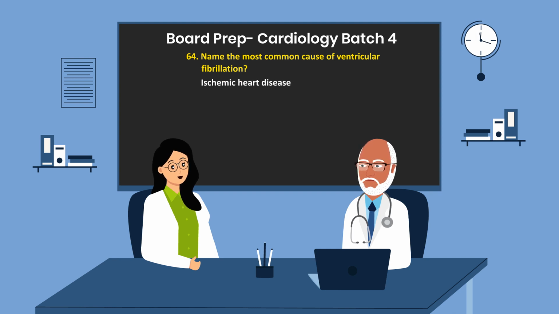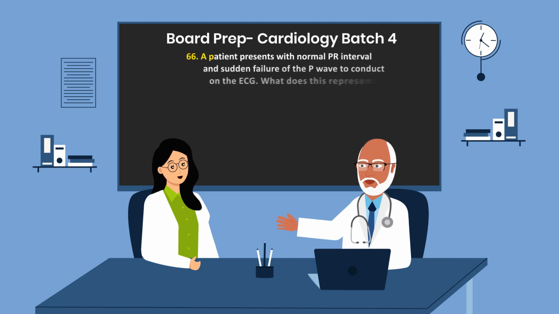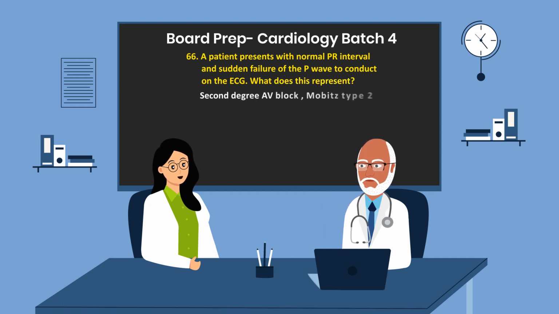Ischemic heart disease. A patient came with progressive prolongation of the PR interval on the ECG with a sudden dropped QRS complex. What does this patient have? Second degree AV block Mobitz type 1. A patient presents with normal PR interval and sudden failure of the P wave to conduct on the ECG. What does this represent? Second degree AV block Mobitz type 2.